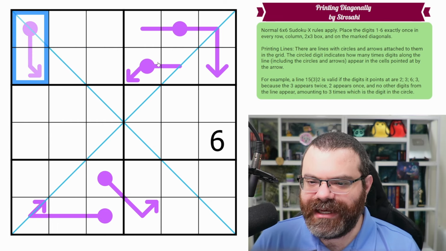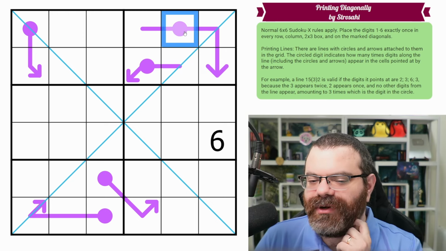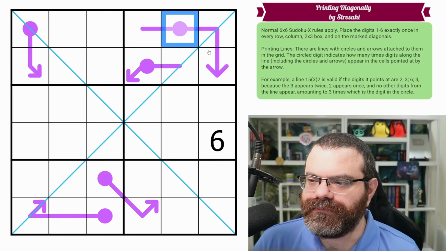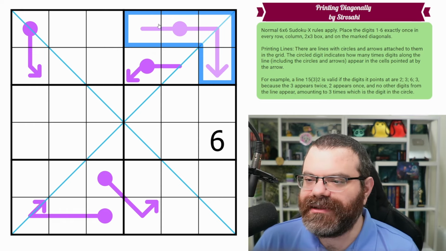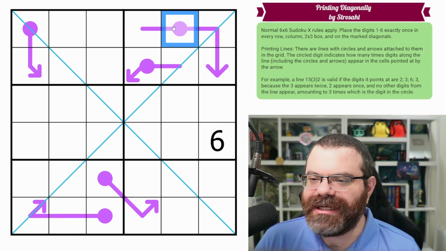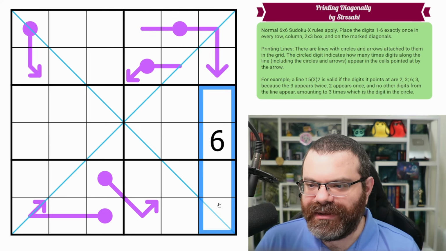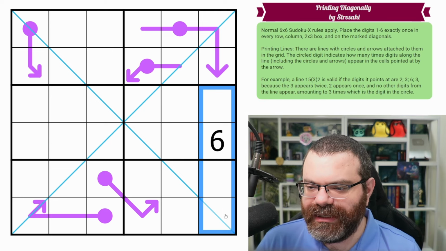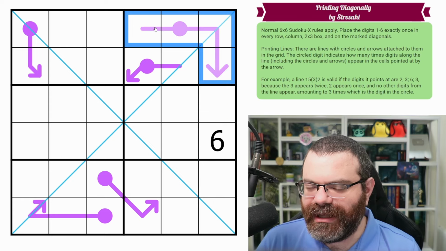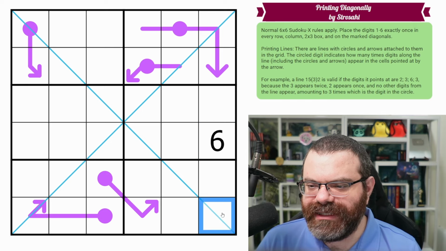We also have these printing lines in the grid. So there are lines, there's an arrow at one end, and then there's a circle somewhere on the line that counts as part of the line. Basically, whatever digit is in the circle counts how many times the digits along the line appear in the pointed cells. Another way to put that, kind of a backwards way, is whatever digits are in the pointed cells, you count how many of those appear on the line, and then that count goes in the circle. So you count how many of these appear.